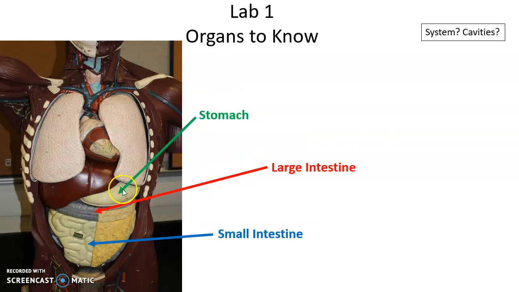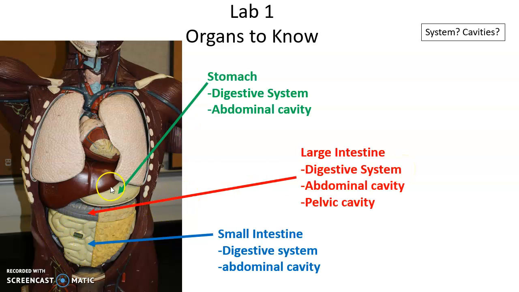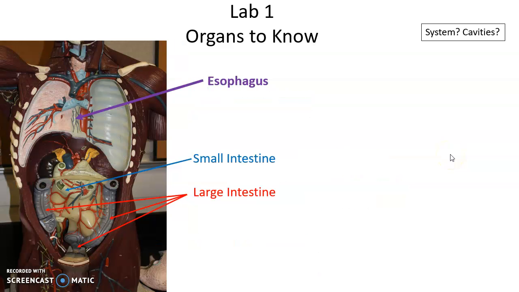All right, here we have the stomach, portion of the large intestine, and the small intestine. The stomach is in the digestive system and found in the abdominal cavity, and anything in the abdominal cavity is also in the abdominal pelvic cavity. Large intestine is in the digestive system, and it is found in both the abdominal cavity and the pelvic cavity. And then the small intestine, part of the digestive system and found in the abdominal cavity.